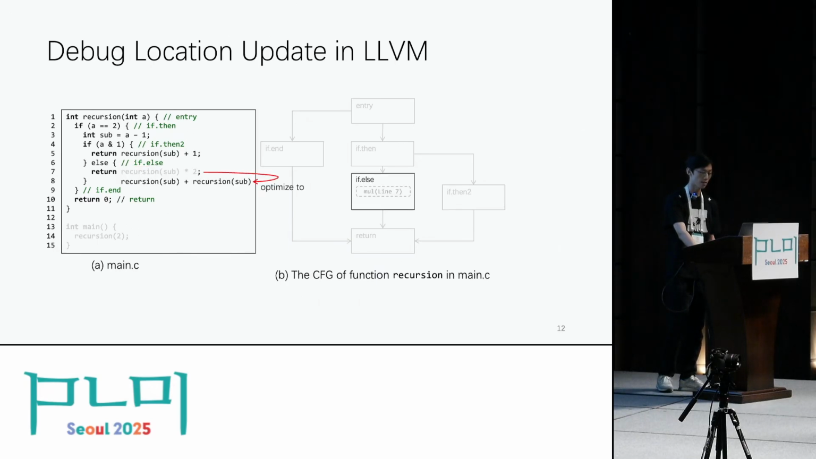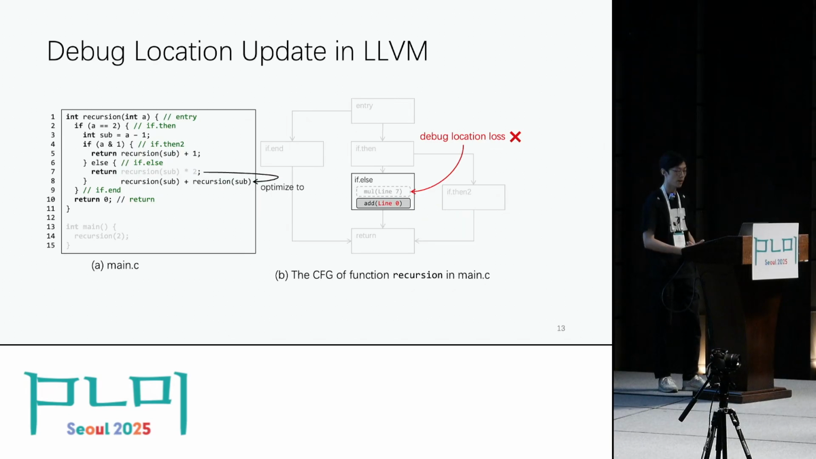Assuming we optimize this multiplication by replacing it with an addition, a new instruction add is created to replace the original instruction mul in the IR. And the new instruction add has no debug location attached, which is denoted as line 0. Unfortunately, after this instruction replacement, there is a debug location loss in this program because the debug location of line 7 is discarded along with the deleted instruction mul. As a result, debugging or profiling line 7 becomes infeasible.